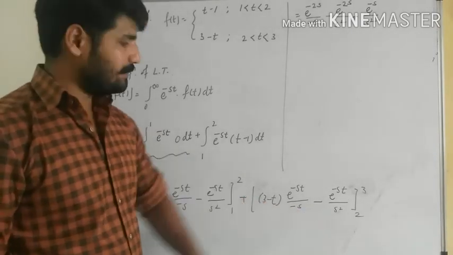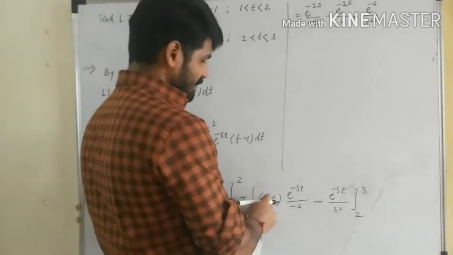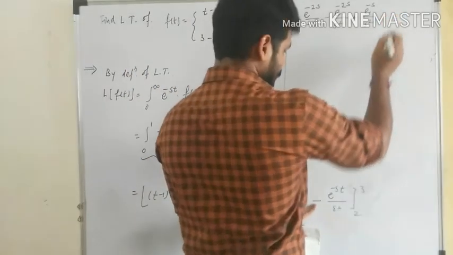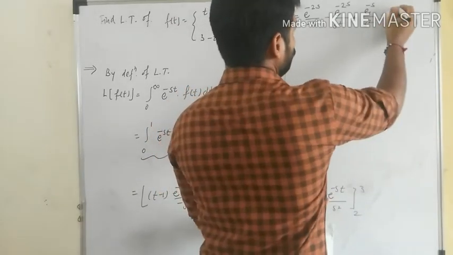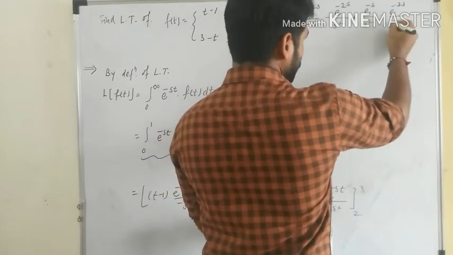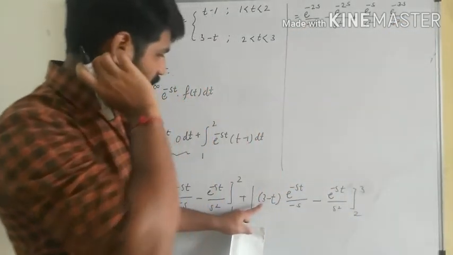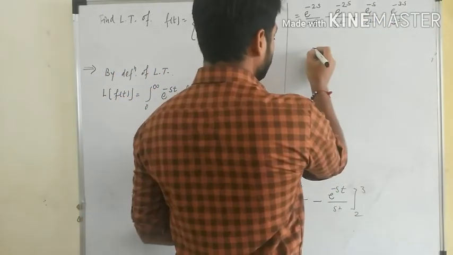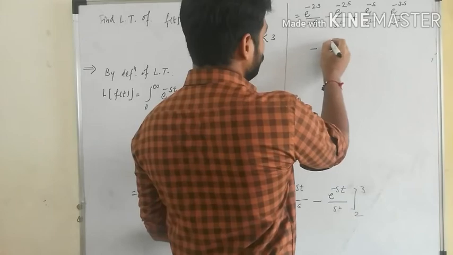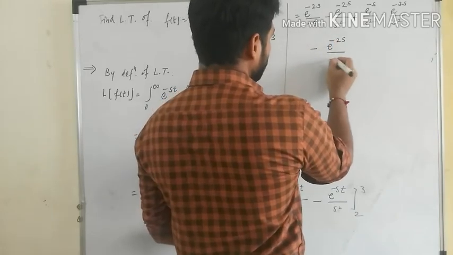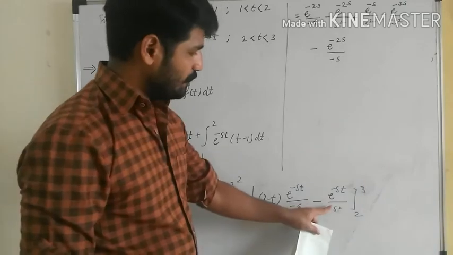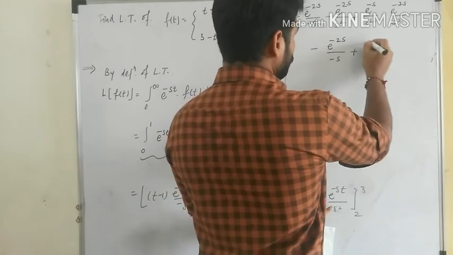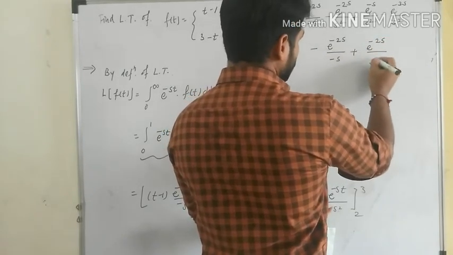Now concentrate on the second term. If we put the upper limit here, we get 3 minus 3, that is 0, so the first term gives 0. Now this is minus. If we put the upper limit, we get e raised to minus 3s divided by s square. Now if we put the lower limit here, 3 minus 2, that is 1, and lower limit minus, we get minus e raised to minus 2s divided by minus s. And if we put the lower limit here, this minus and lower limit minus, we get plus e raised to minus 2s divided by s square.